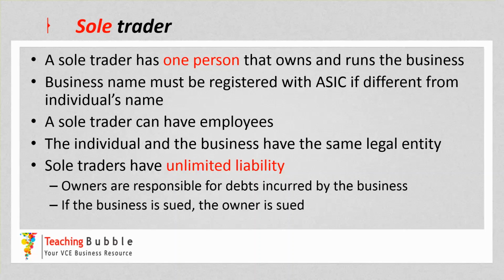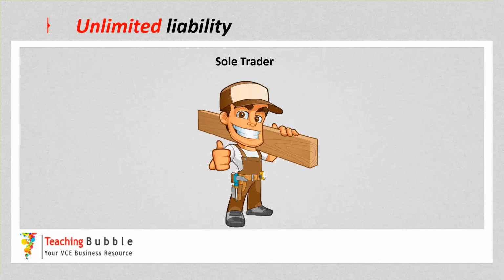Now, the individual and the business have the same legal entity. So if a sole trader starts up a business, and even if they register a different business name, that business is not different from the individual. The individual and the business have the same legal entity, and as a result of that, sole traders have what we call unlimited liability, which means the owners are responsible for the debts incurred by the business, and also if the business is sued, because the business has the same legal entity as the owner, it means the owner is sued. So let's just have a look at an example here.